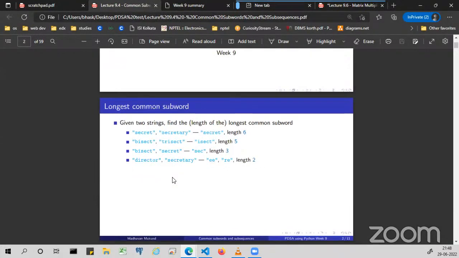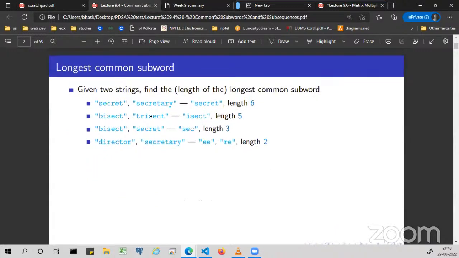So what is this longest common subword? Subword is basically the same as substring. If I have secret, and Sir has taken two examples, secret and secretary, the common subword in both of the strings is secret. Likewise, in bisect and trisect we have bisect, same thing. So now the question is, given two strings, you have to find the length of the longest subword which is common in both the strings.